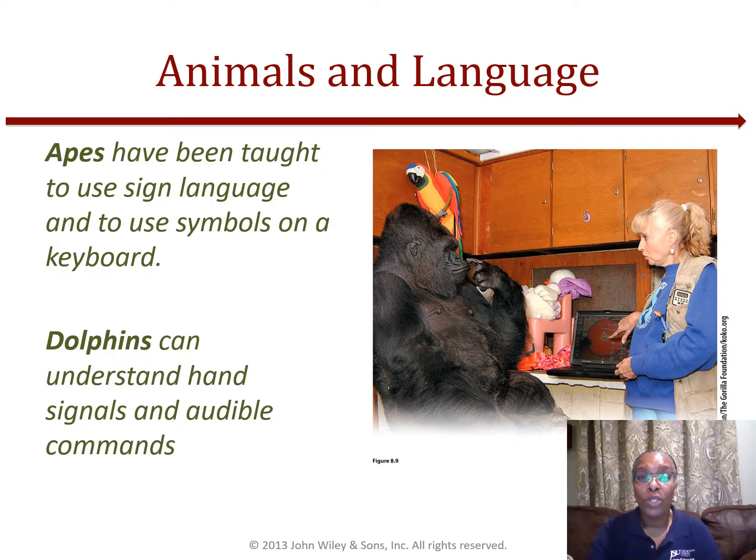All right, so in terms of animals and language, we know that a lot of studies have been done with apes, and they've been able to use sign language and actually type. Some have been taught to type on computers, on keyboards. We also know that dolphins understand hand signals as well as audible commands. Researchers have discovered that some monkeys are able to process those sounds, whereas other monkeys' brains are much like the way people would process language.